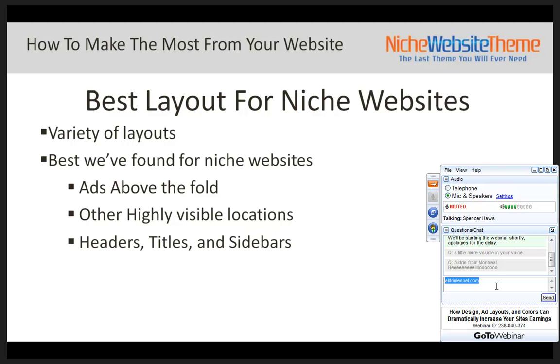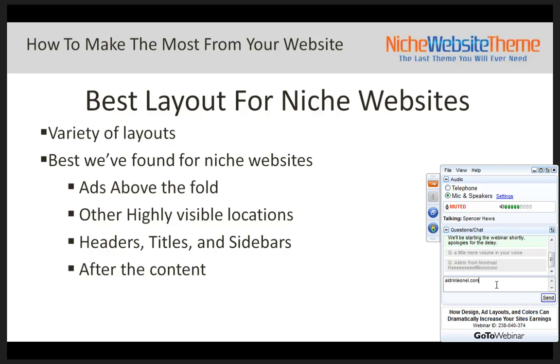And these include the headers of your site, the titles of your articles. These are usually big and bolded and sort of stand out first thing when people come to your site. They see the titles. And then the sidebars are the place for navigation. These are common places where people go to scroll to other places on your site. So these are some highly visible locations.